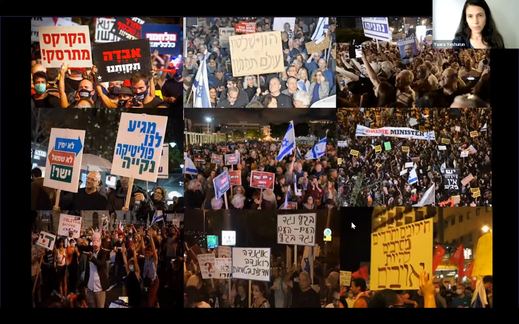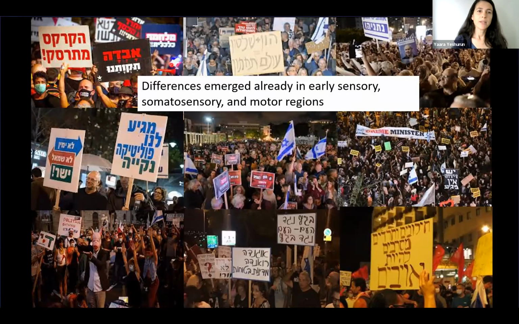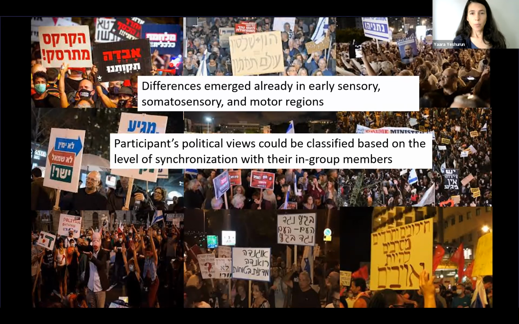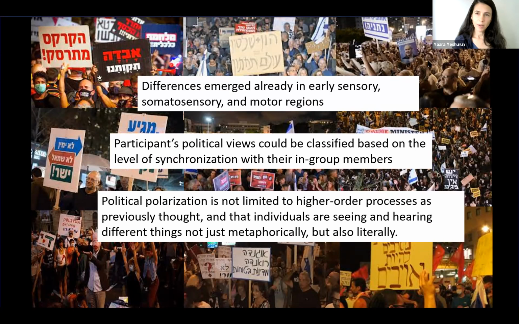So to summarize, what we saw is that differences in the brain response and synchronization emerge already in early sensory, somatosensory, and motor regions. Moreover, we could classify participants' political views based on the level of synchronization with their within-group members. And finally, I think what this project suggests is that political polarization is not limited to higher processes as previously thought, and that individuals are seeing and hearing different things, not just metaphorically, but also literally.